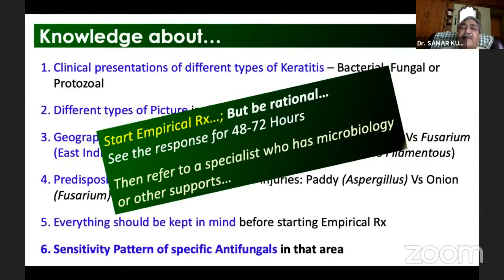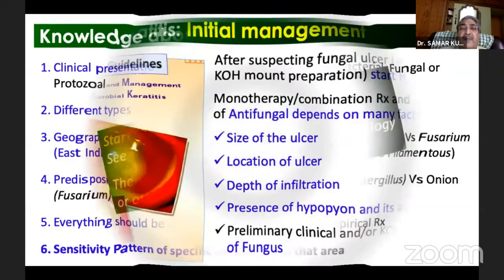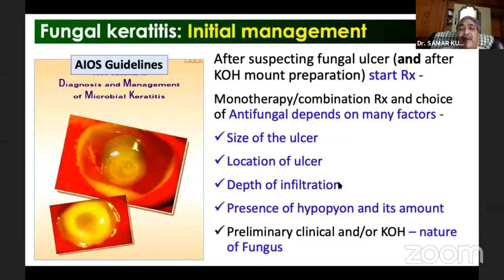So empirical treatment is difficult, but the primary care physician should start empirical treatment, rationally, and see the response for a maximum of 48 to 72 hours. If the response is good, he can continue the treatment. Otherwise, we need to do a microbiology workup and get other support in a tertiary hospital. Guidelines are there from AIOS, and a second guideline has also come. There is a good algorithm, what to do and what not to do, everything is there.